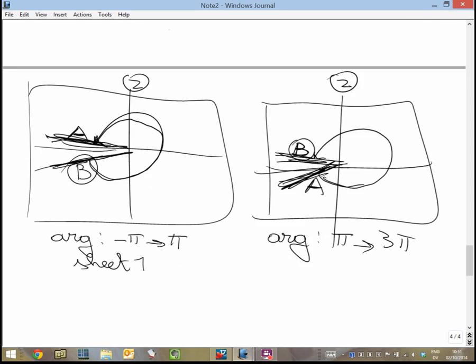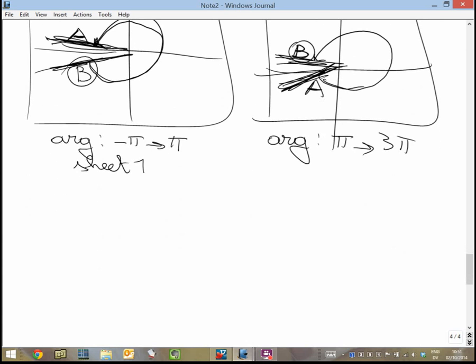Okay, let's talk a bit further about the implications of the existence of these branch cuts and these branch lines. So if you have your square root function, which has a branch cut here, oops, what I've done here is erased everything by accident.